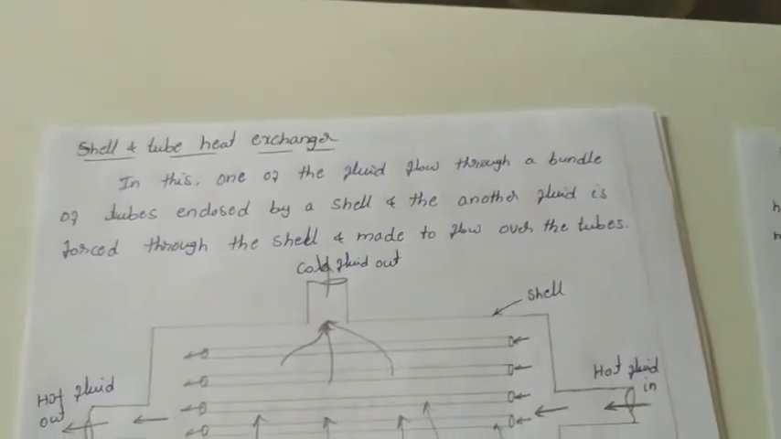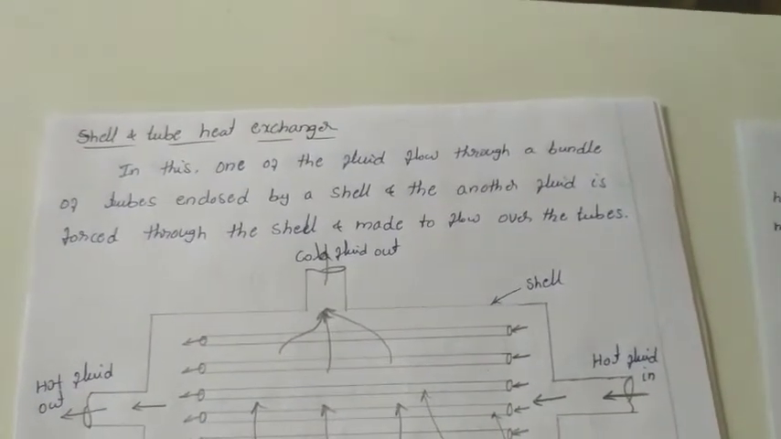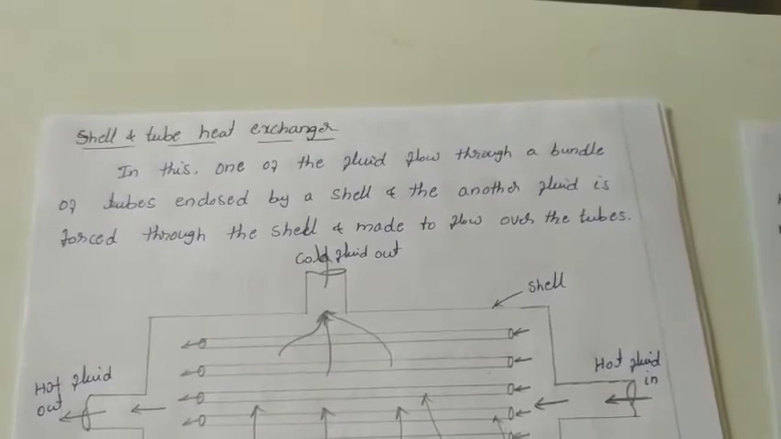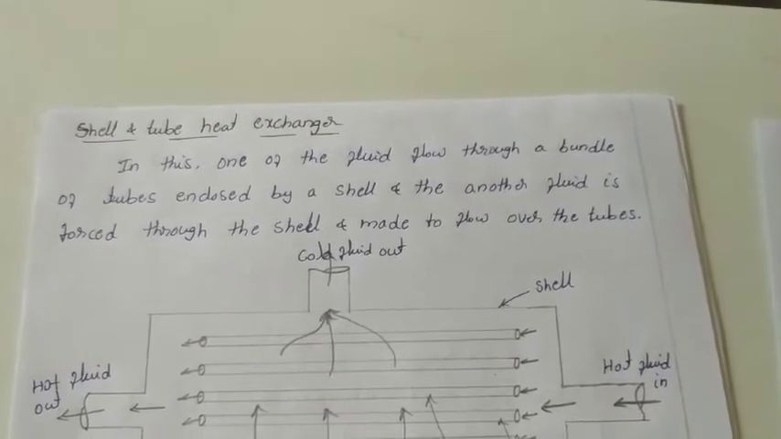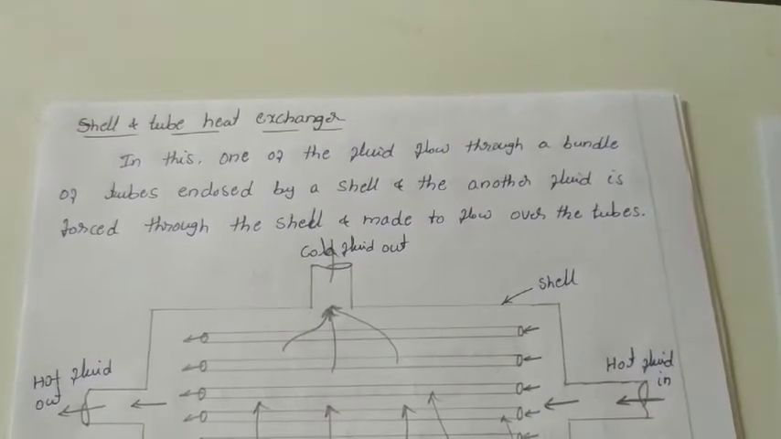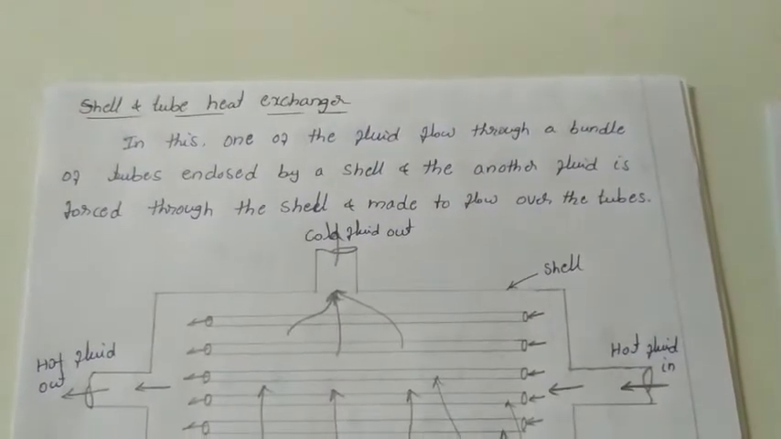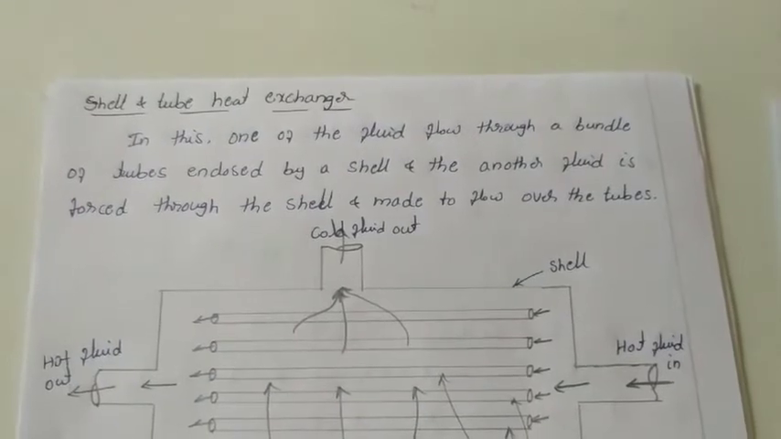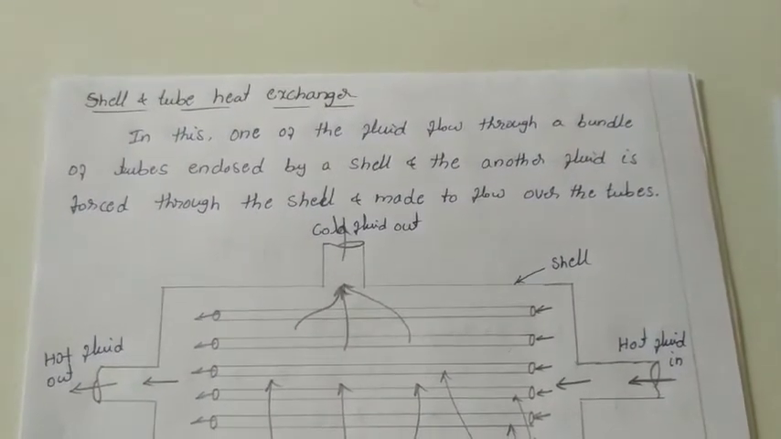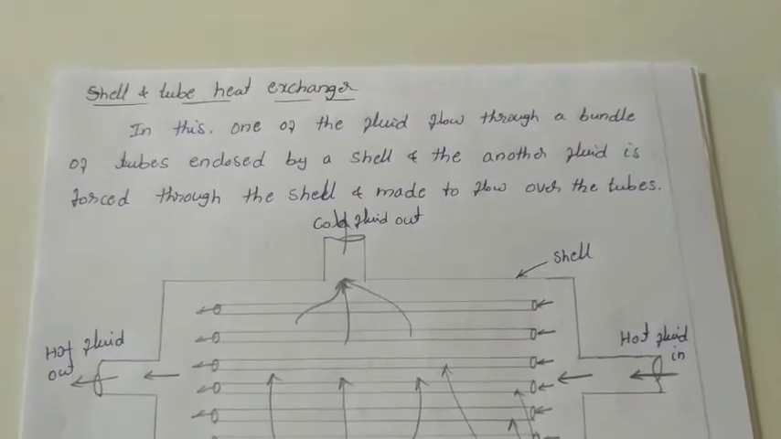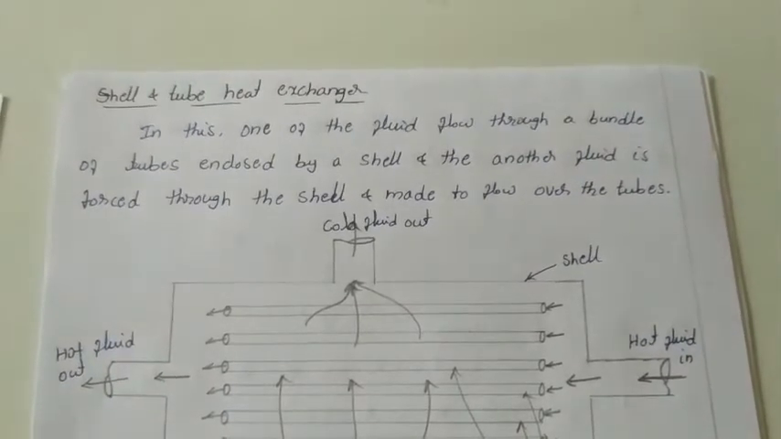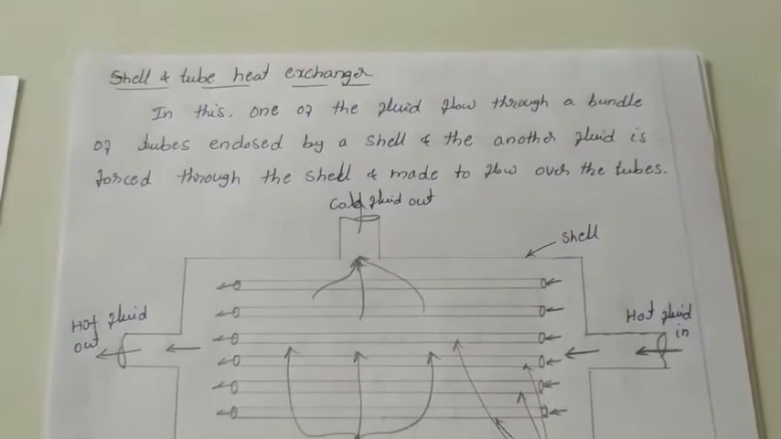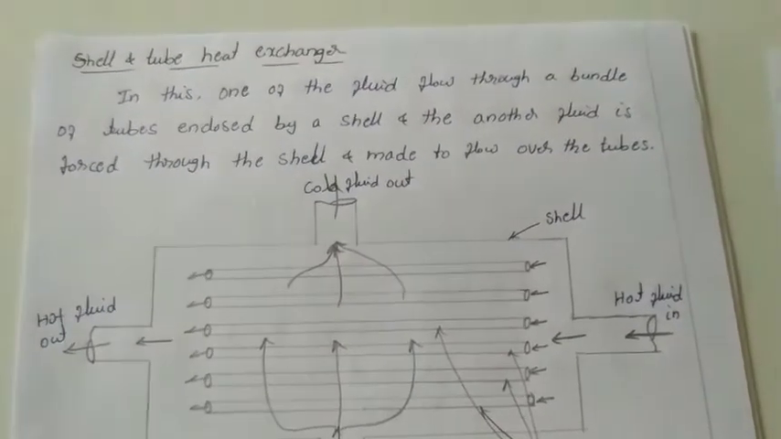Now I'll continue with the next one, which we call a shell and tube heat exchanger. In this type of heat exchanger, one fluid flows through a bundle of tubes, not a single tube. There are many tubes enclosed by a shell, that container, and the other fluid is forced through the shell and made to flow over the bundle.